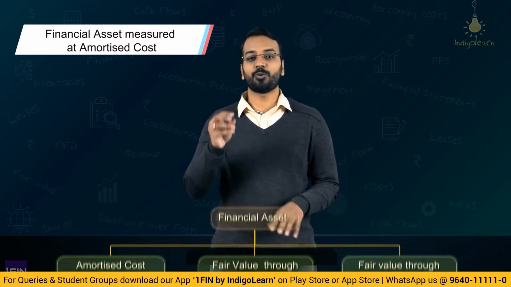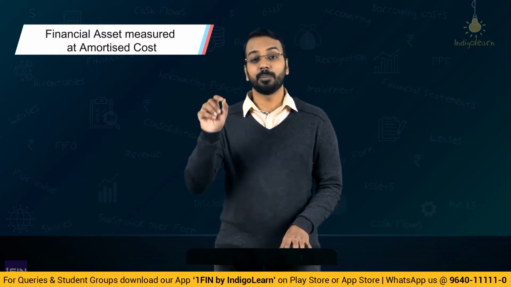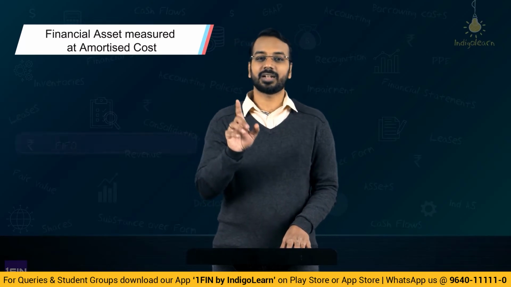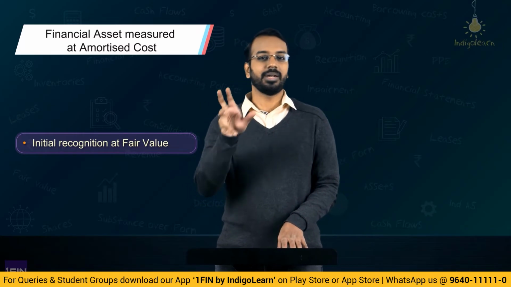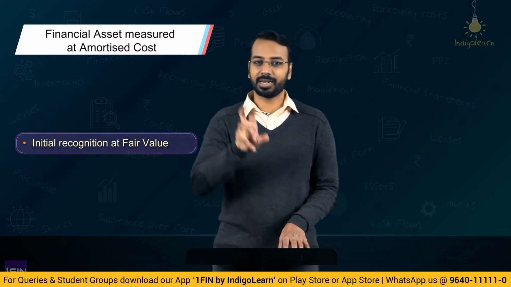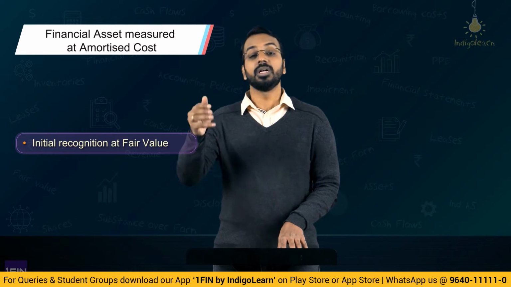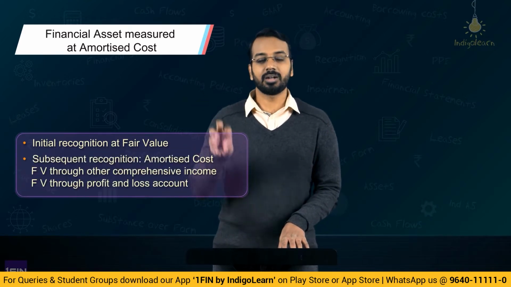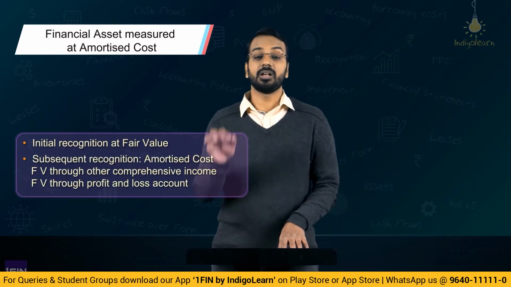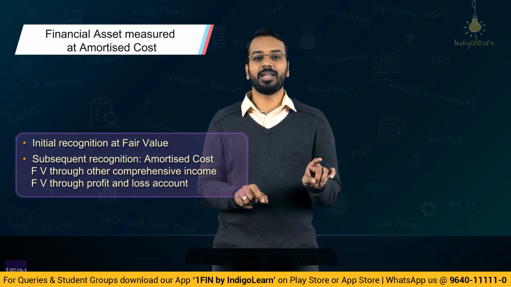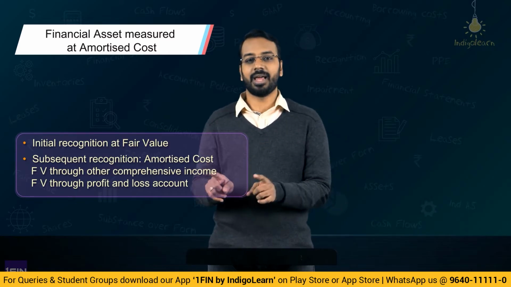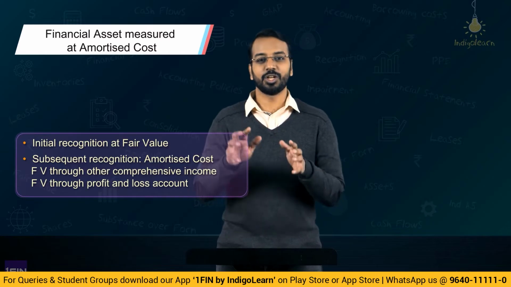Now first we'll understand what we mean by financial assets measured at amortized cost. Please remember, initial recognition is at fair value only. Okay, there will be some adjustments to transaction price and all of that, we'll understand that, but generally, initial recognition is at fair value. Subsequent recognition is done using either amortized cost, fair value through OCI, or fair value through P&L. So first let us understand how we measure financial assets using the amortized cost method.